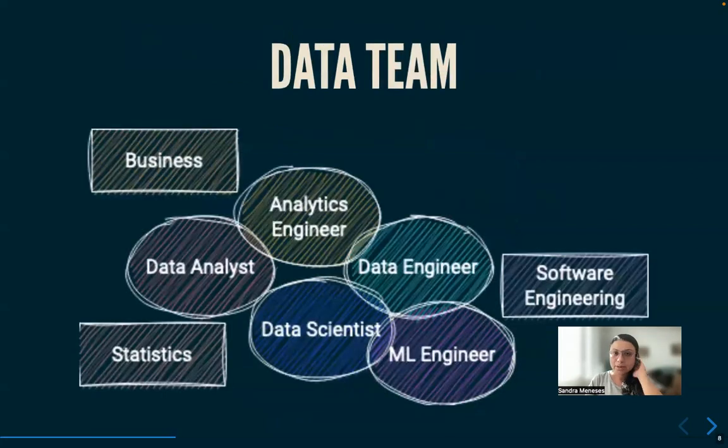So now let's talk about the team. So normally in a data team, we have different profiles. Some are more business oriented. Some roles are more technical, some more towards what is software engineering. That is the case of the ML engineer, which is the one who is in charge of MLOps topics, and the data engineer. So we have the data scientist.